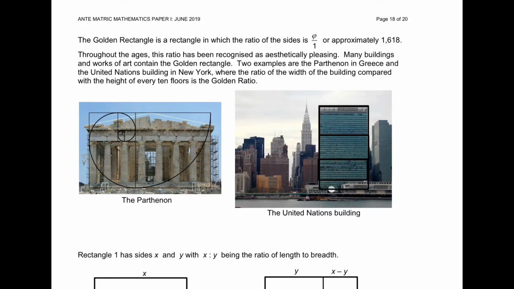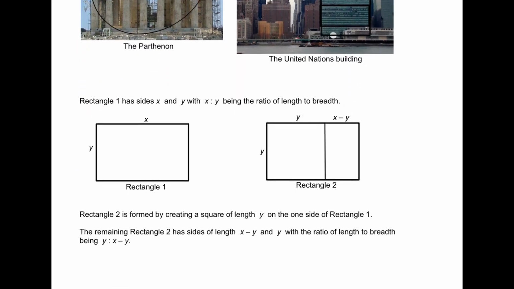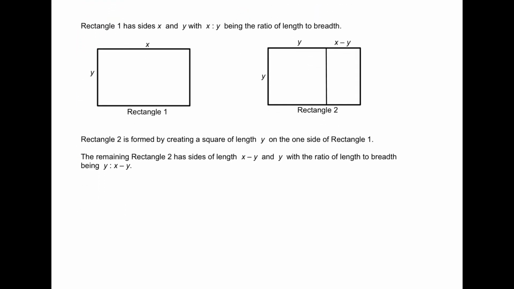Right, so that's the pretty pictures. Let's look at the more mathematical rectangle. Rectangle 1 has sides x and y, with x:y being the ratio of length to breadth. So we're looking at the length as a ratio to the breadth.